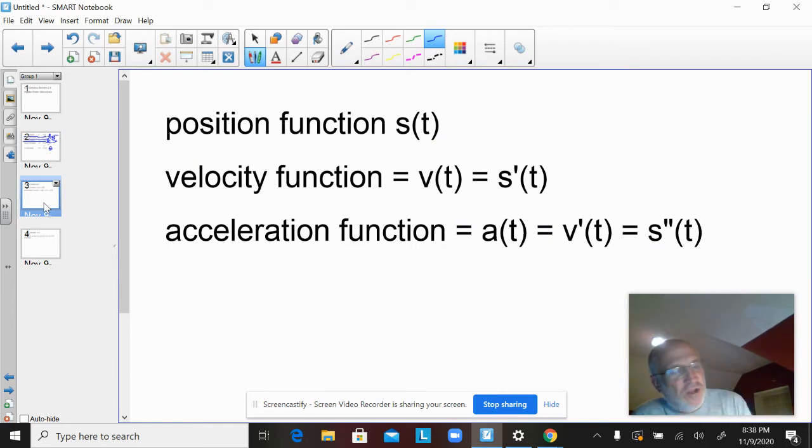If I know a position function, we already know that the velocity is the rate of change of position. That's s prime of t. Well, the acceleration is the rate of change of the velocity. And the derivative of the velocity would be the second derivative of the position function. So you must know that relationship. If I start with the position function, its derivative is the velocity function, and its derivative is the acceleration function. And a couple of your homework problems ask a little bit about that.